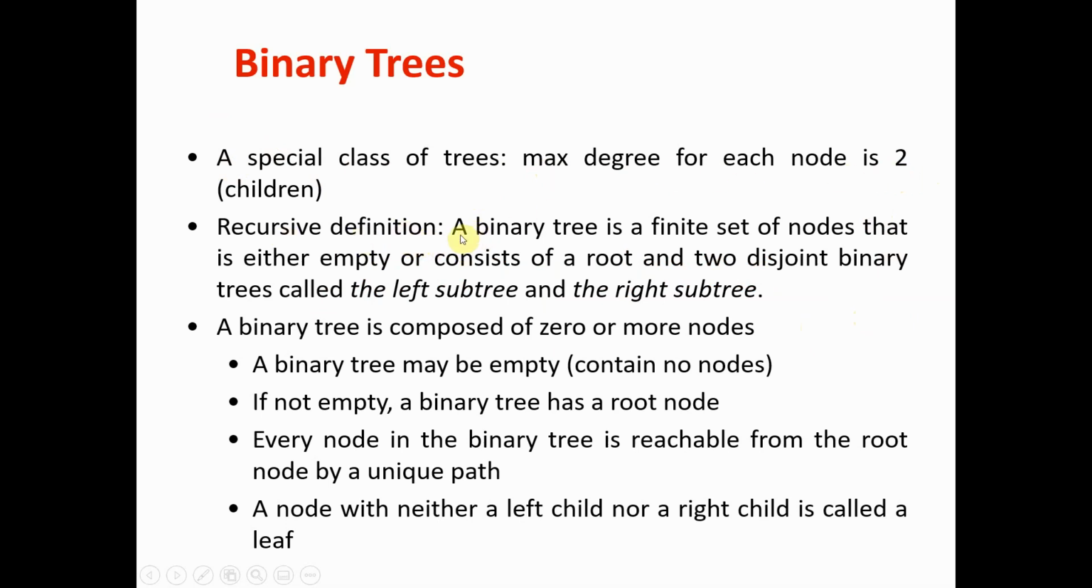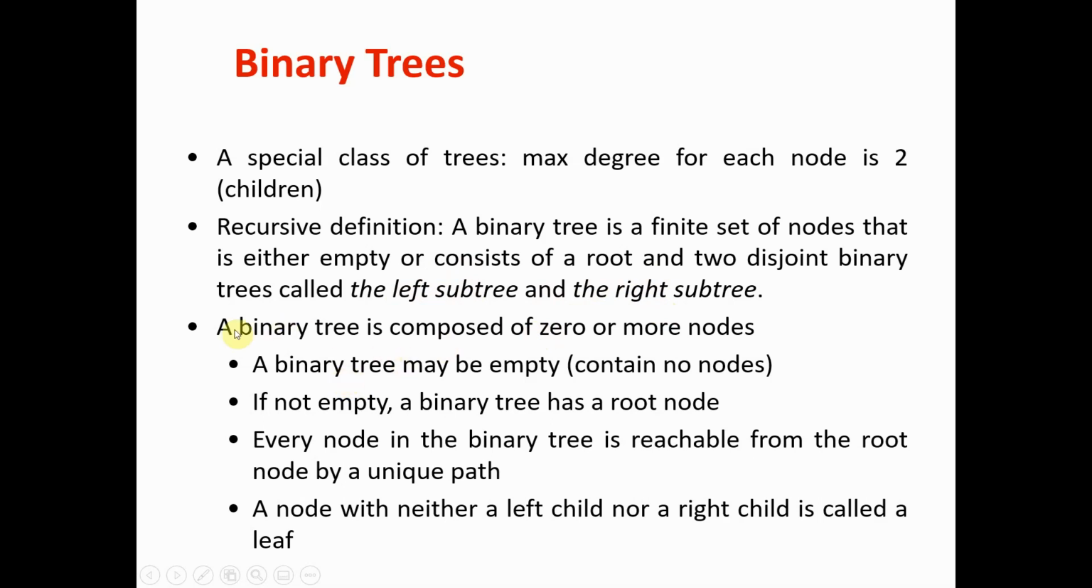Here is the recursive definition for binary trees: a binary tree is a finite set of nodes that's either empty, right? So even an empty tree is a binary tree, or it consists of a root and 2 disjoint binary subtrees called the left subtree and the right subtree, which can also be empty, right? So we don't have to have both left and right subtrees. We can have just left or right or none of them, which is going to be the leaf nodes.